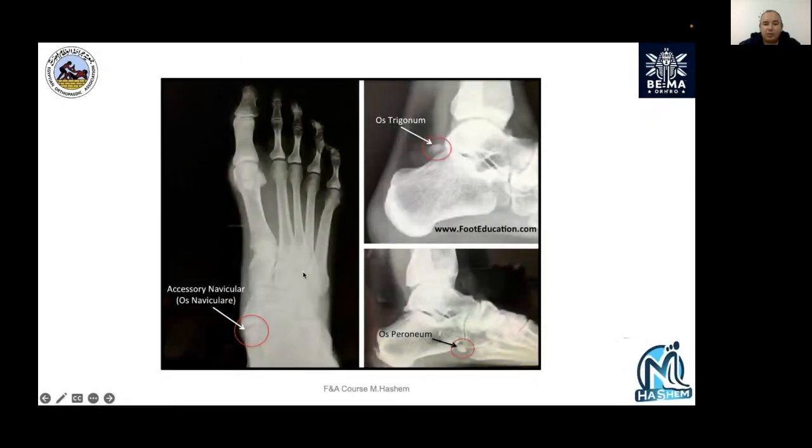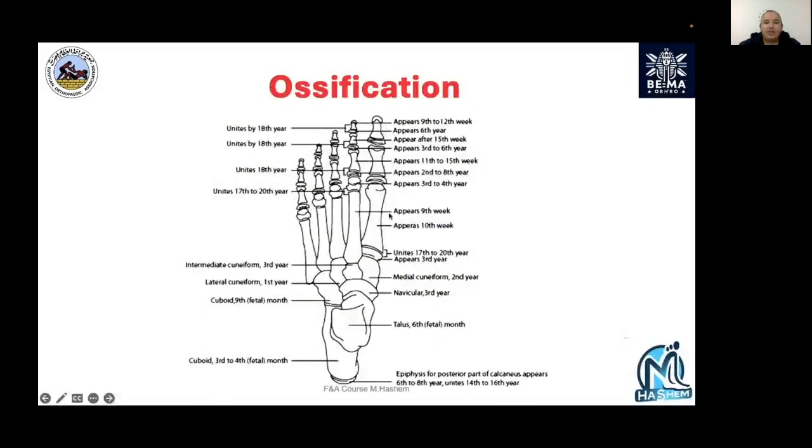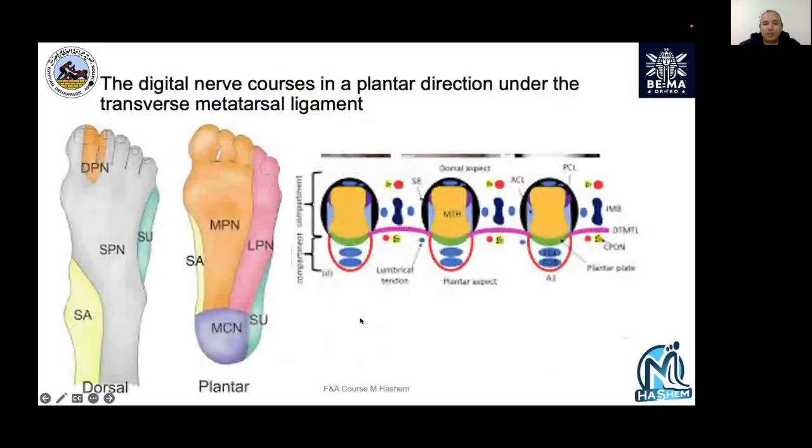Remember the accessory bones. The accessory navicular, as we agreed, is actually a center of ossification which either hasn't united or united with a fibrous union. Os trigonum and os peroneum: os peroneum is in the peroneus longus tendon, and os trigonum, as I told you, is just lateral to the FHL. Ossification: just remember that the calcaneum comes at 6 months. Calcaneum, talus, cuboid, medial cuneiform, lateral cuneiform, intermediate cuneiform. Remember it like that. I will not go into the numbers.